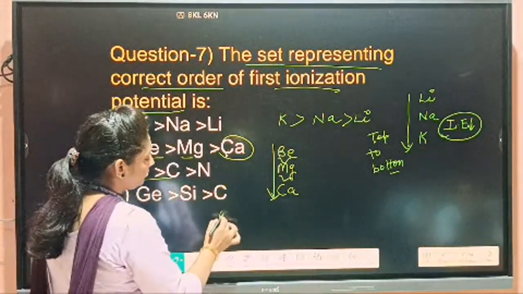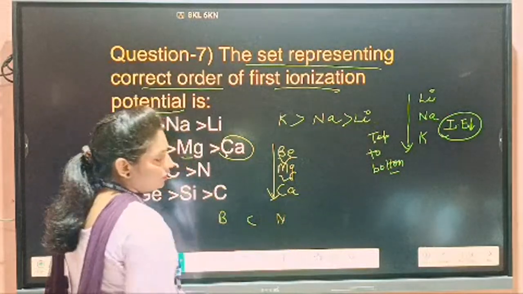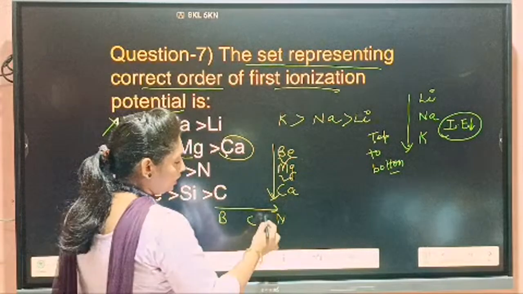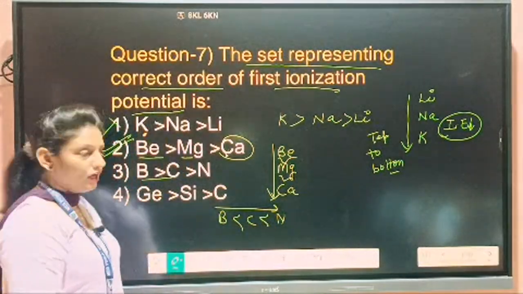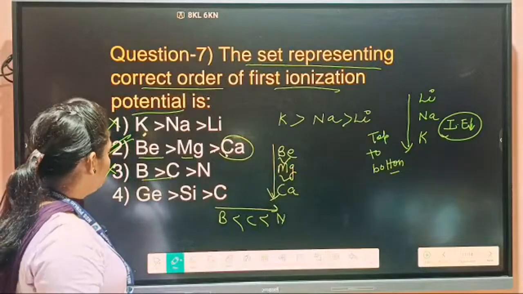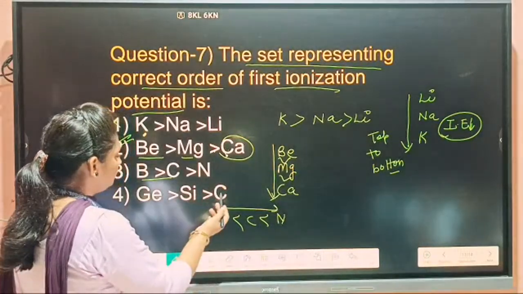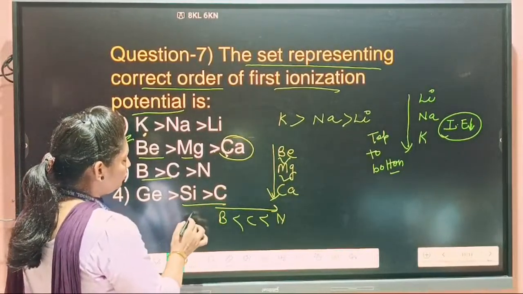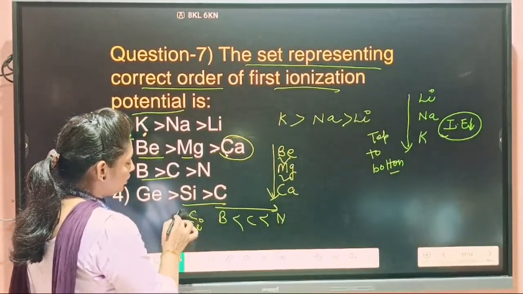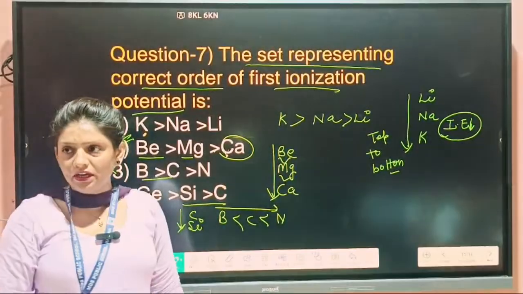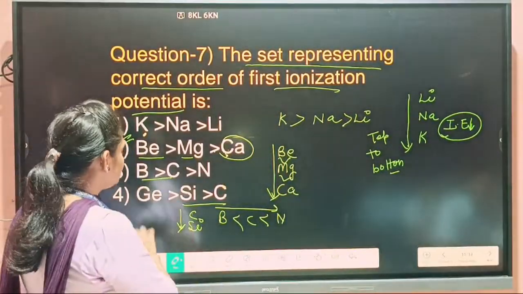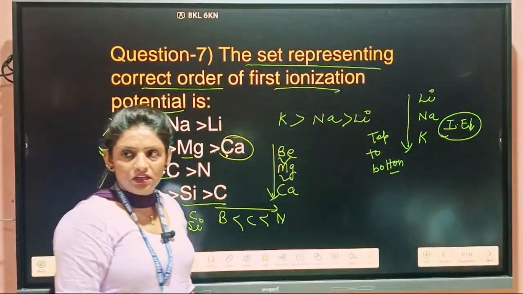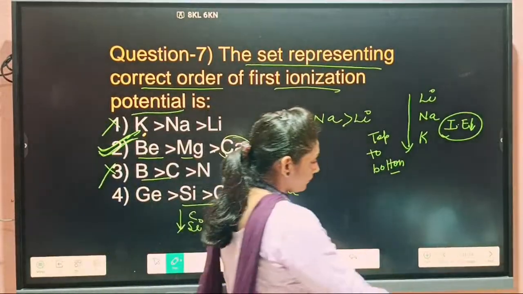Here boron, carbon and nitrogen. When we move left to right, then ionization enthalpy increases. So this should be the order. So again it is wrong. Here silicon, germanium, carbon is also wrong, because when we move from carbon to silicon, down the group ionization enthalpy decreases. So again it is wrong option. So option 2 is the correct option. It is clear to you or not? Okay.